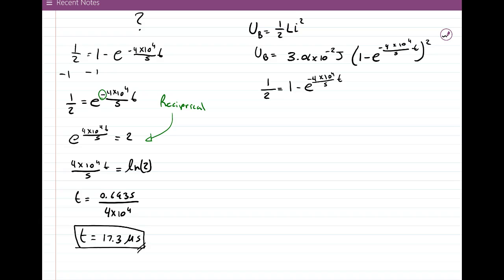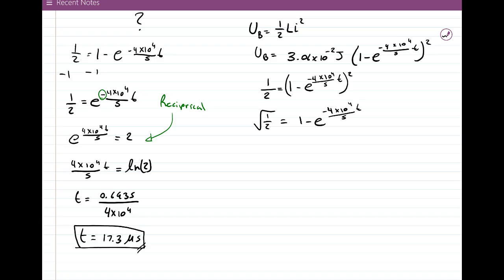So I don't like the square. So how do you undo a square? A square root. So I'm going to take the square root of both sides. That goes away. Now I'm going to add this term to both sides, subtract this term. So I'll have e to the negative 4 times 10 to the 4th per second times t is equal to 1 minus 1 over the square root of 2.